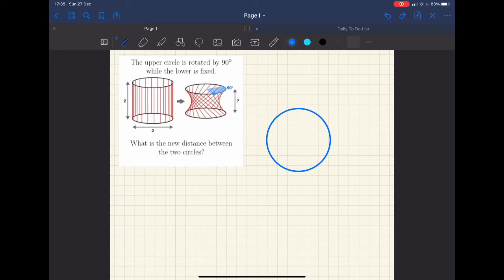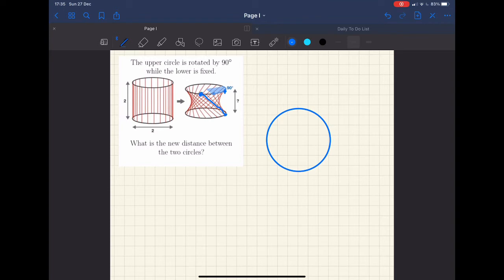Right, so the question we're trying to answer is, what's the new height if this upper circle is rotated? In other words, if we have a point that started here from the top, but has been rotated around clockwise, it has now moved to about there.